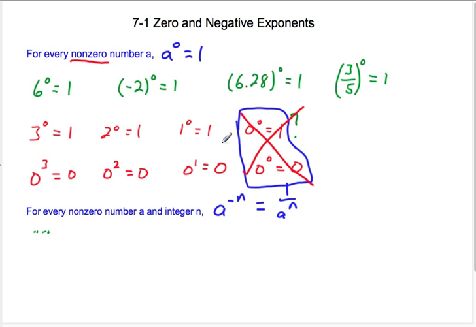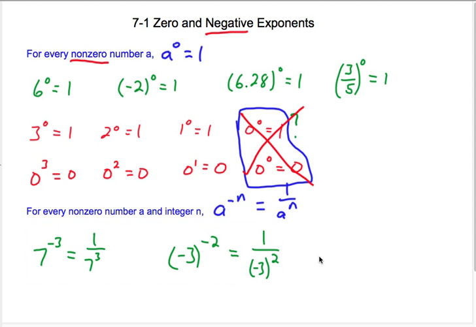All right, let's go on to another rule here. This rule, for every non-zero number a, again we have that non-zero clause, and integer n, so some integers, like 5, 6, 7, 0, negative 2, negative 3. So for every non-zero number a and every integer n, a to the negative n, so we're getting into negative exponents here, equals 1 over a to the n. Okay, so let me show you some examples of that. It seems weird to listen to it as a rule, but the examples make it a little better.